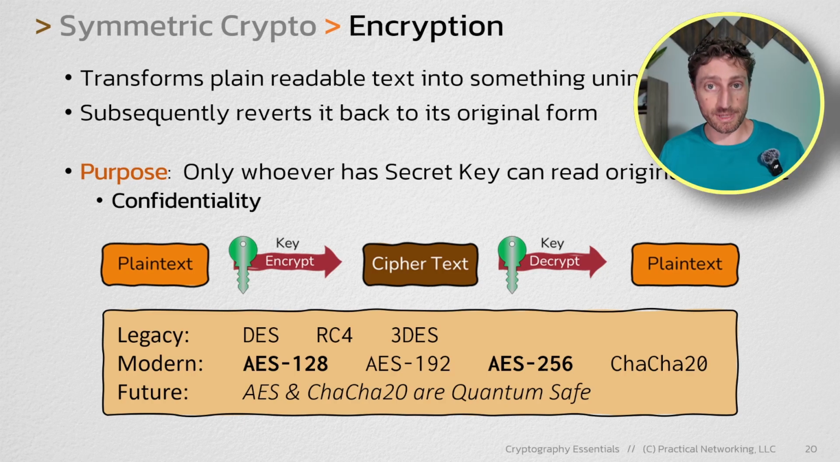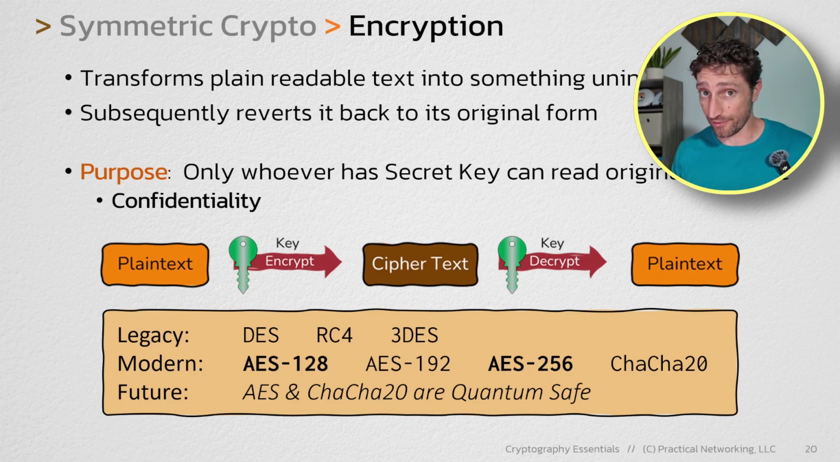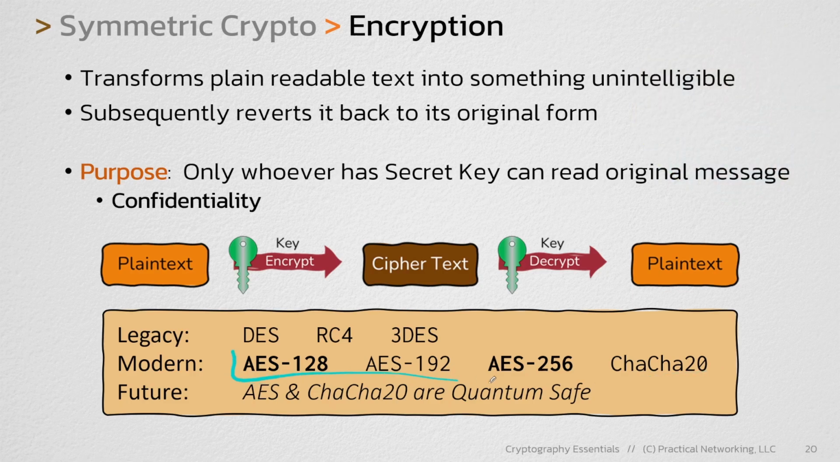The future for symmetric encryption involves finding algorithms that are quantum safe. The idea there is that there are these quantum computers that are being developed that'll be effective at breaking many cryptographic algorithms, but not all of them. The ones that are safe from being defeated by quantum computers are known as quantum safe. And lucky for us, AES and ChaCha20 are both considered quantum safe algorithms, so we can expect to continue using these algorithms for the foreseeable future.